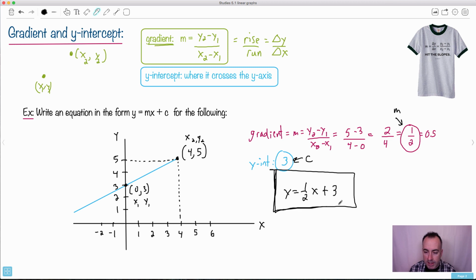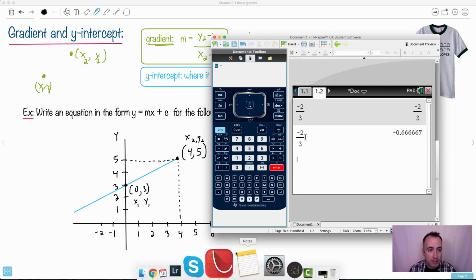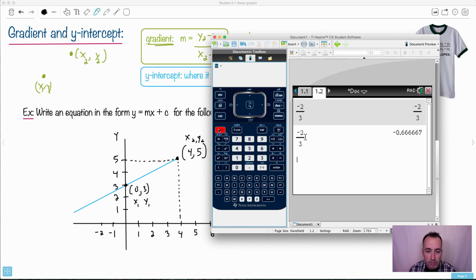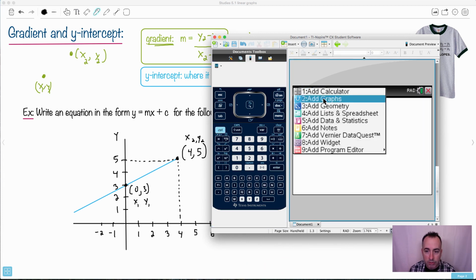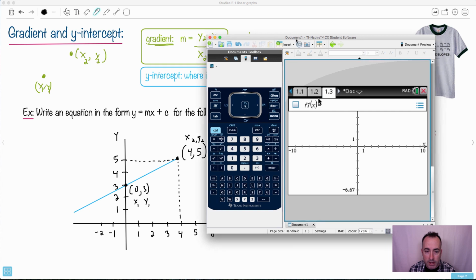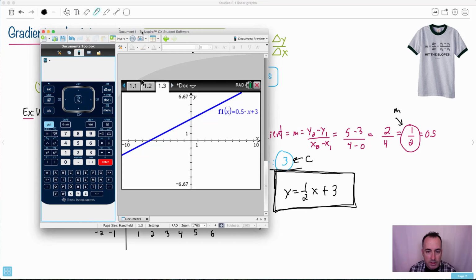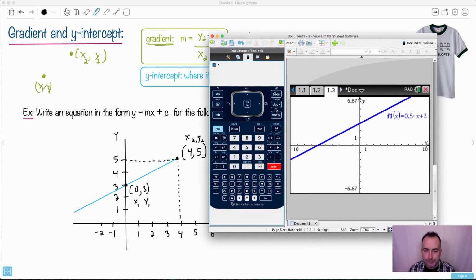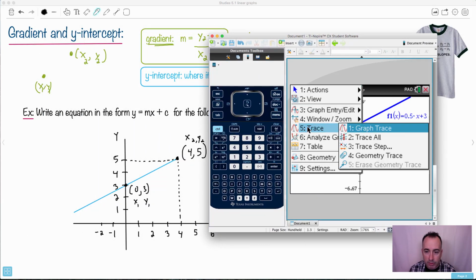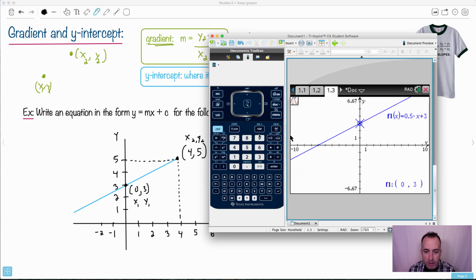Now, of course, you could take this and test it with your calculator. You can open up a calculator, for example, and say, all right, I'll open up a new page. Maybe I'll do a graph. And I can actually put in this one right here. So I can put in 0.5x, that's the same as 1/2, by the way, plus 3. I can say enter. Let's just really see if this works. If I do a trace, so I do menu and I'm going to do trace.